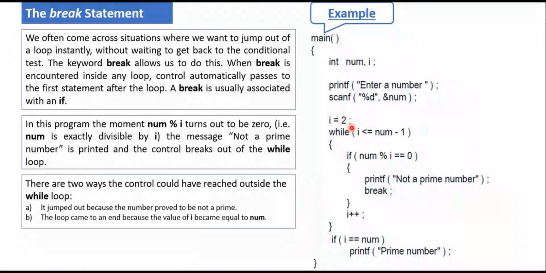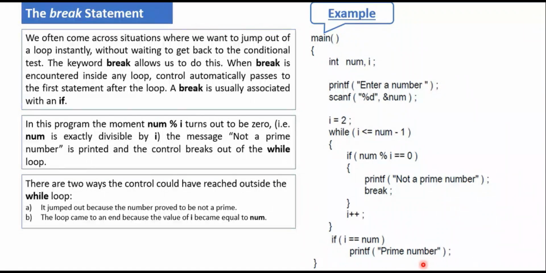Another way is that the loop came to an end because the value of I became equal to num. That means this loop completed its repetition and I has now exceeded the value of num minus 1. So the counter value exceeds the test condition and hence it quits the loop and comes outside the body. And at last it compares the value: if I is equal to num, then printf prime number.